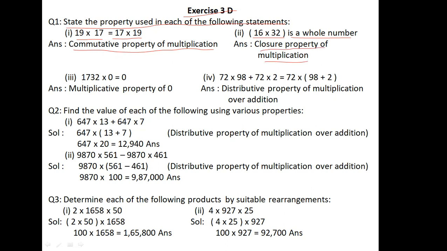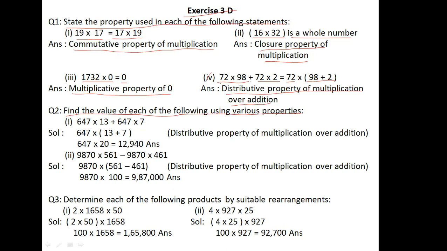Now the third one, 1732 multiplied by 0, it will come 0. Means multiplicative property of 0. The fourth one, 72 into 98 plus 72 into 2, it will come 72 into (98 plus 2). This is the distributive property of multiplication over addition. Now the next one, question number 2. Find the value of each of the following using various properties.